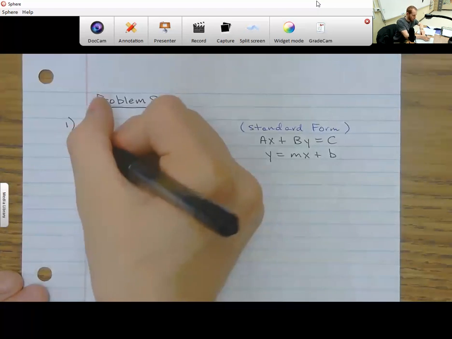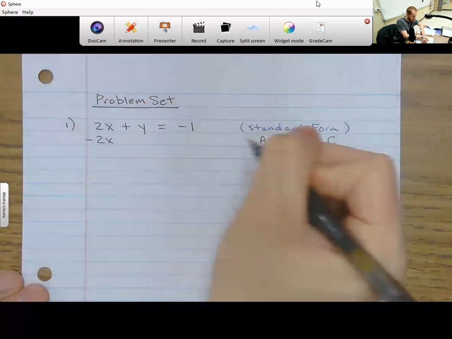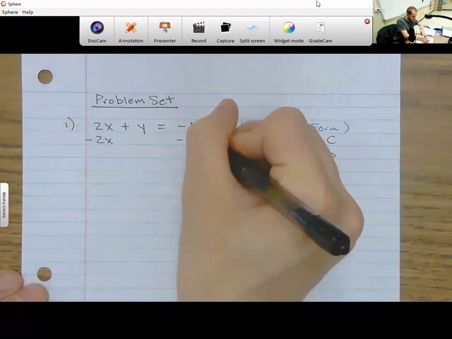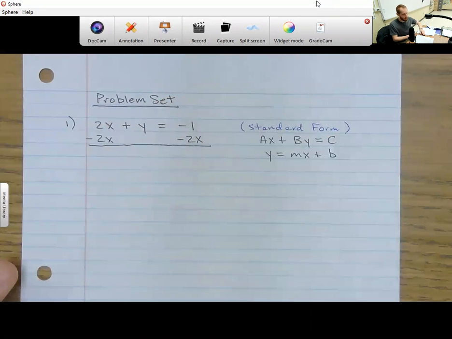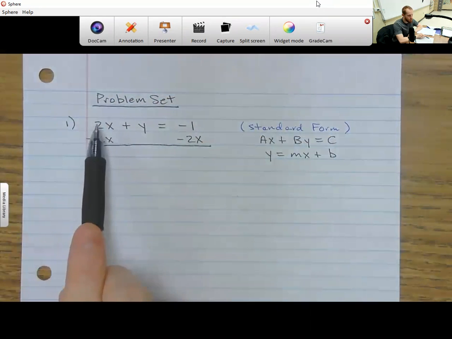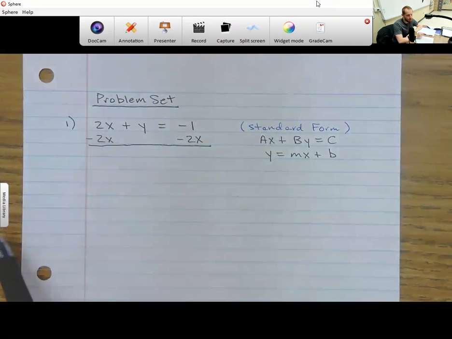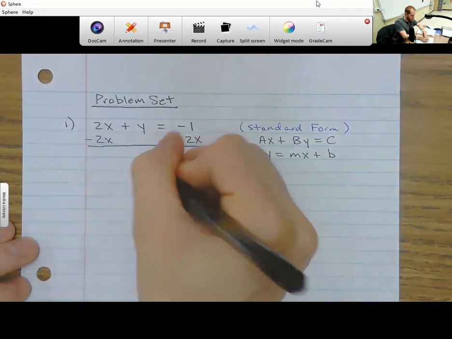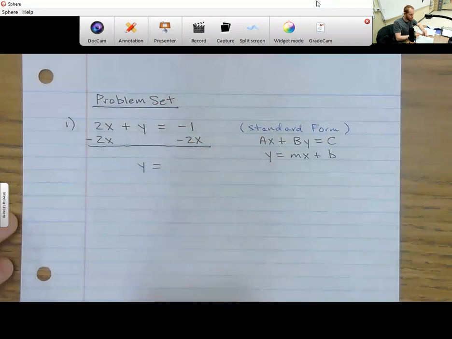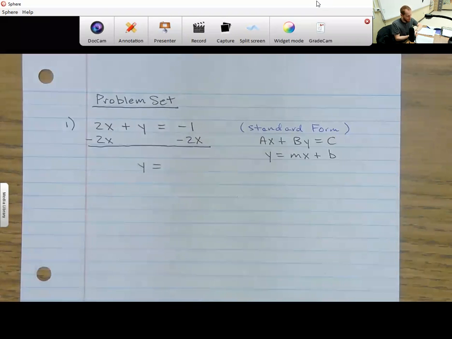So I'm going to subtract 2x from both sides, right here and right here. So I'm subtracting 2x from both sides. Now notice that on the left side, this 2x and this negative 2x are going to cancel each other out. So the only thing I have left on this side is really just going to be this y. And that's exactly the way I want it, because I'm trying to get y by itself. On the other side, I have -1 minus 2x.